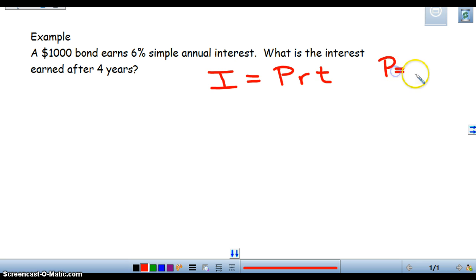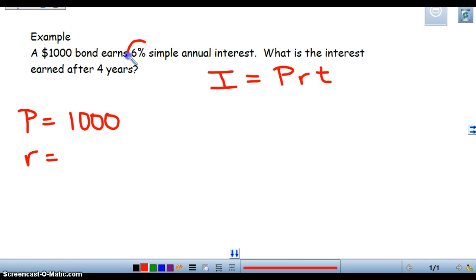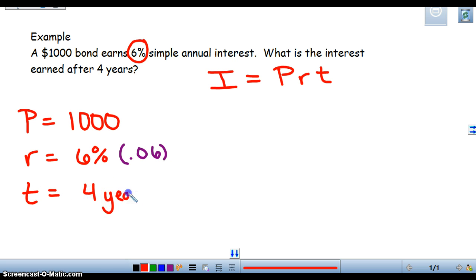Do we know what the principal is? $1,000. The principal equals $1,000. What is the rate? 6% is the rate. So we know that rate is always a percent, but we're using the rate as a decimal. So how do we write 6% as a decimal? 0.06. And time? How much time? 4 years. And we said we wanted time in years.